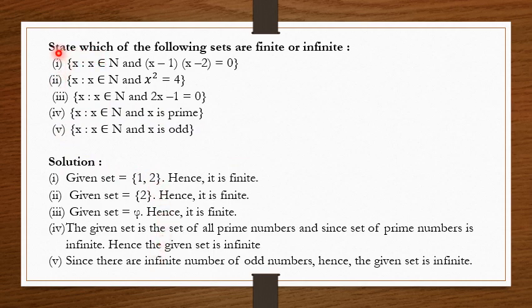So here the first three contain a finite number of elements. So these sets are finite sets. But these last two contain an infinite number of elements. We cannot count how many elements are there in these sets. So these two are infinite sets.